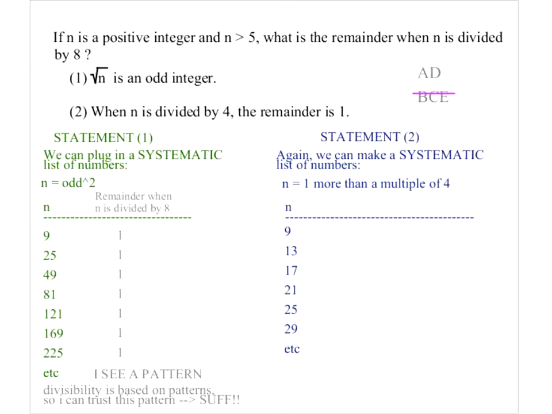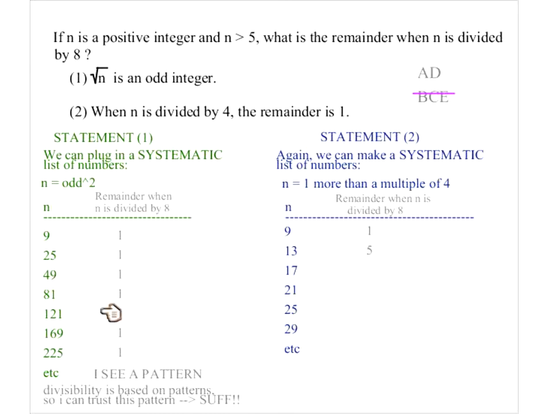Then we're doing the same thing. We're still finding out the remainder when n is divided by 8. So if we divide these numbers by 8, if we divide 9 by 8, we get a remainder of 1. If we divide 13 by 8, we get a remainder of 5. Do we have to keep going? Yes or no in the text box.